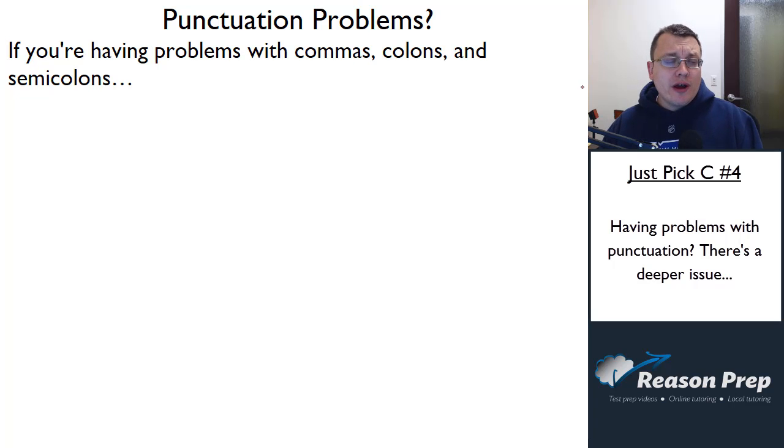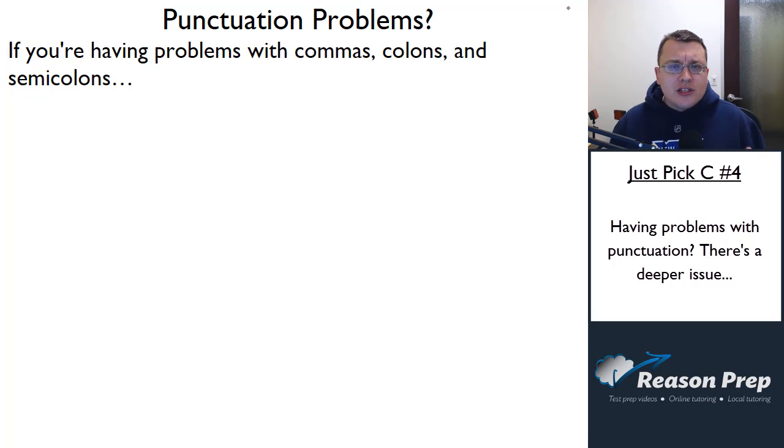One of the more common problem areas for students on the ACT English test and the SAT writing test, in particular on the grammar questions of those sections, is punctuation, and especially commas, colons, and semicolons. So if this sounds like you, if you have problems with comma usage, with proper colon usage, where to use semicolons, this video may help, because I want to point your attention to an underlying issue that you might be having that you don't realize, and that is actually the source of your issues when it comes to knowing when to use a comma or a colon or whatever.